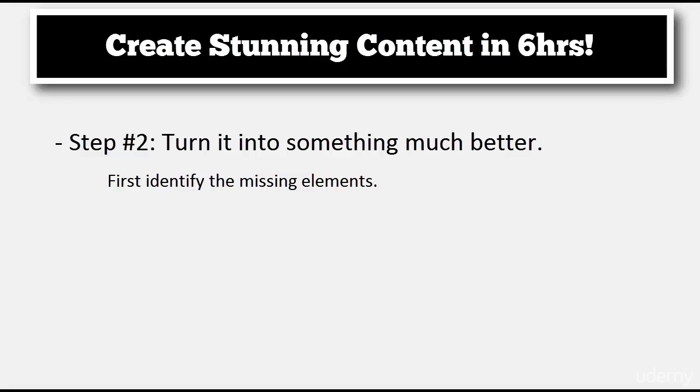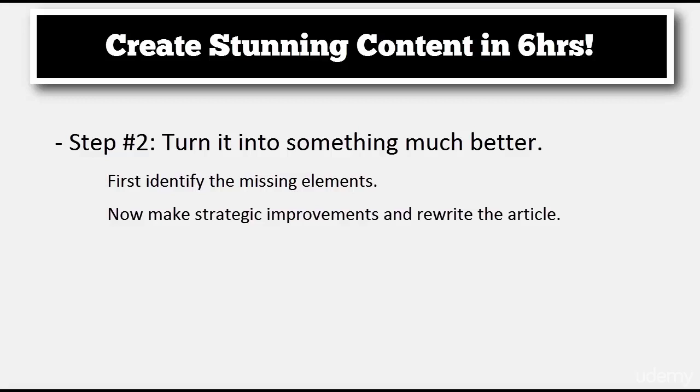They could be anything: outdated information, missing information, no photographs, improper design, or maybe the article is not easily understandable. Trust me, there will be missing elements in any piece of content. Now all you need to do is rewrite the article by filling the gaps you just identified. That's it. Like I said, the idea is to find content that's already proven to work and make it better.